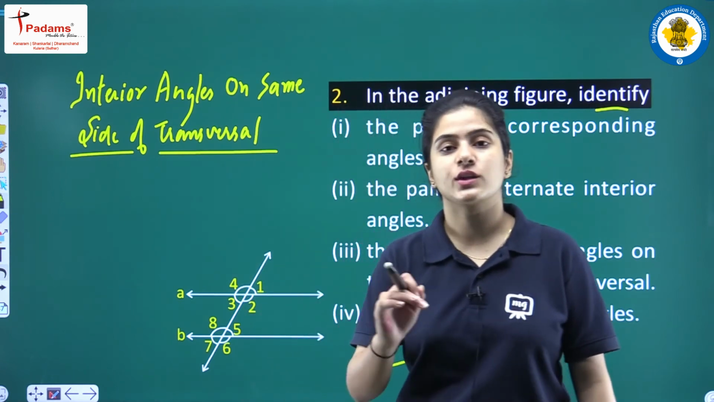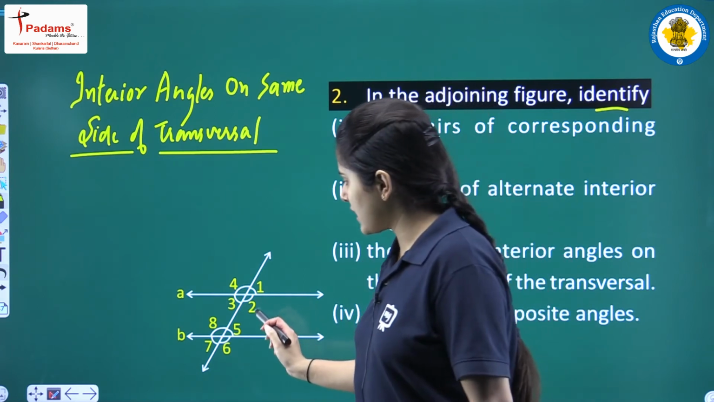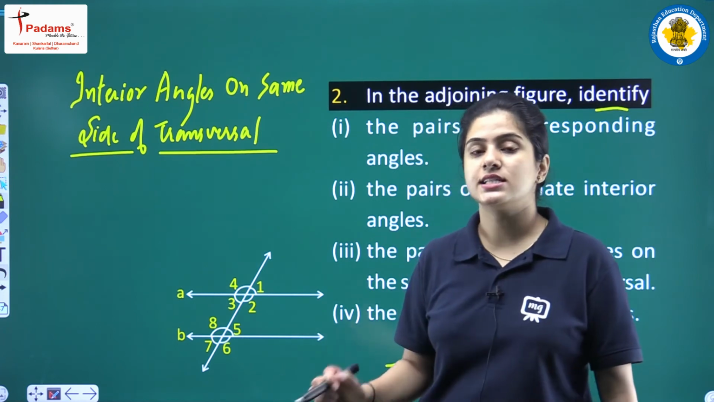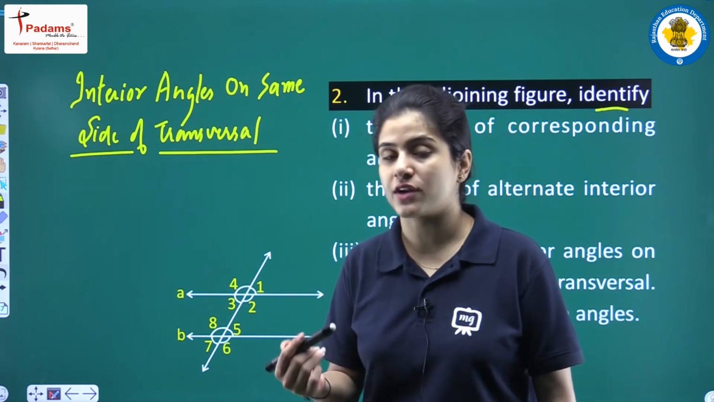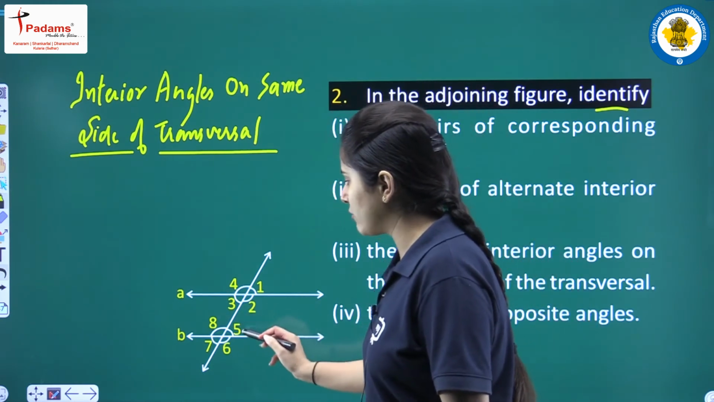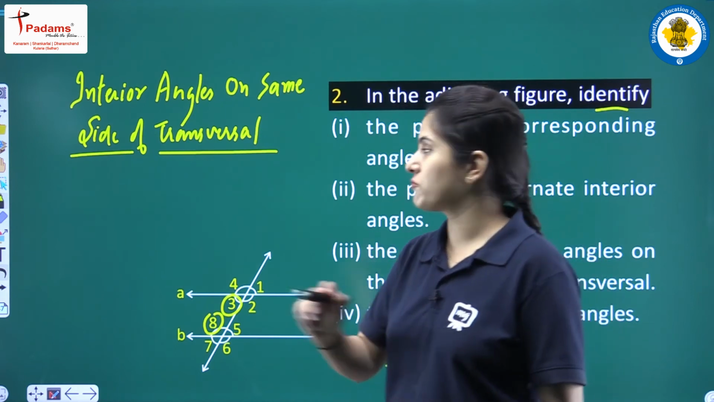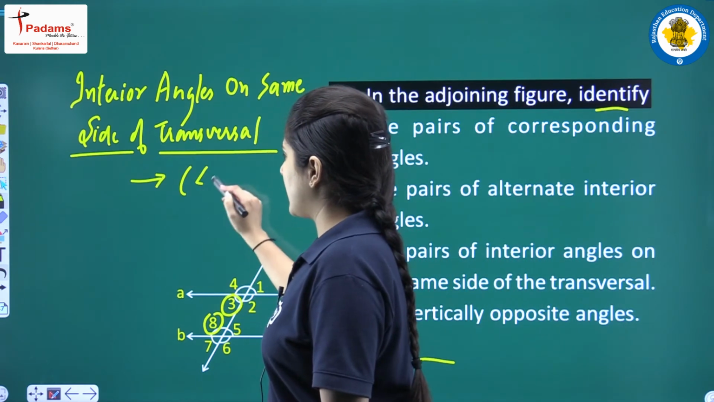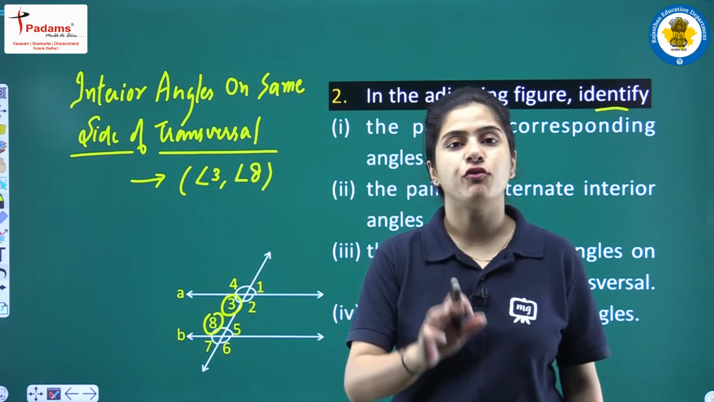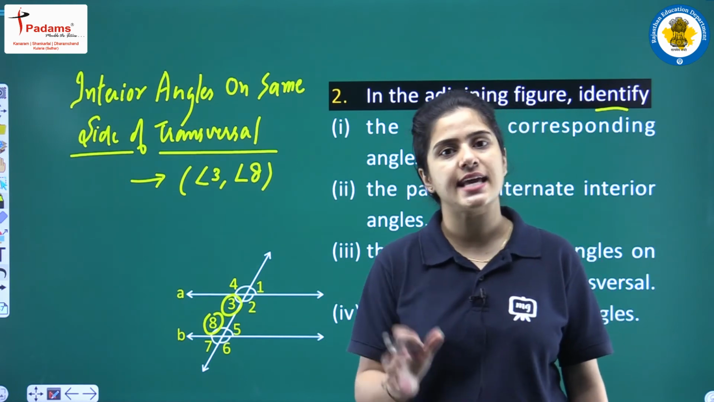Okay students, so the first thing to identify is that the interior angles are 2, 3, 8 and 5. Now among these four interior angles, tell me which two angles lie on the same side of the transversal. So clearly, among 2, 3, 8 and 5, angles 3 and 8 lie on the same side of the transversal. So the first pair will be angle 3 and angle 8. Alright students, so this will be your first pair of the interior angles that are lying on the same side of the transversal.